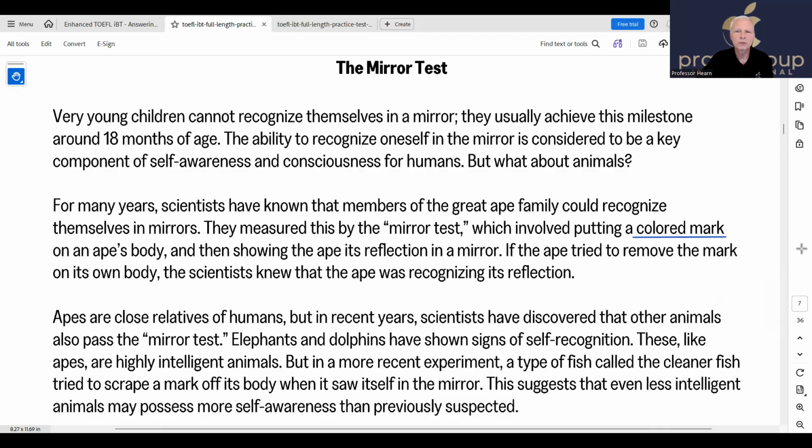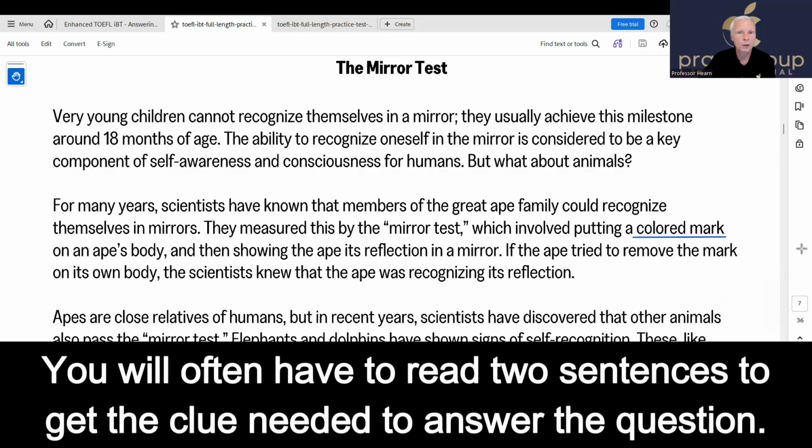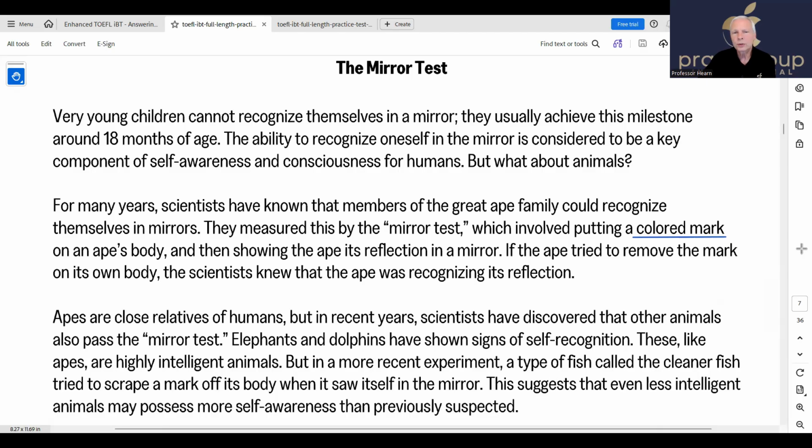But is this enough information? Does this sentence say why the scientists put the colored mark on an animal's body? It doesn't. And so therefore we must read the related sentence. Like I said, easy, but not as easy as the first question. Remember that sentences come in pairs. So what does this paragraph say about putting colored marks on the animal's body? The next sentence gives you the information.